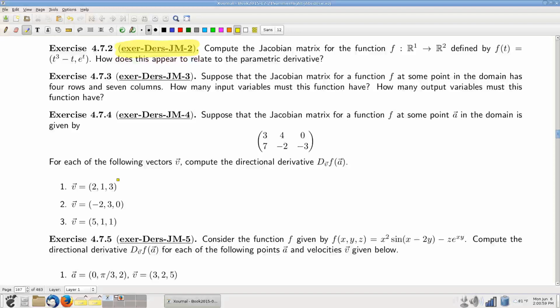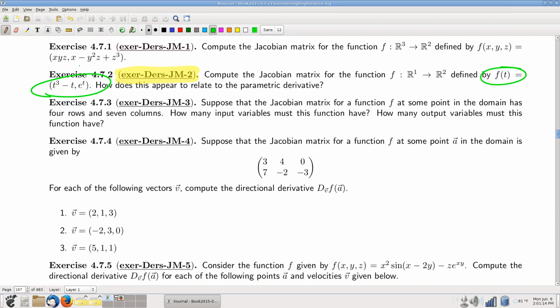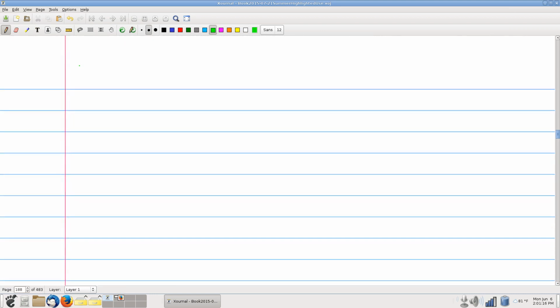We want to compute the Jacobian matrix. We've got this function given to us, so f of t is that. Let's do that first, and we'll get back to the second part of the question. Okay, what was the function? t cubed minus t, e to the t.